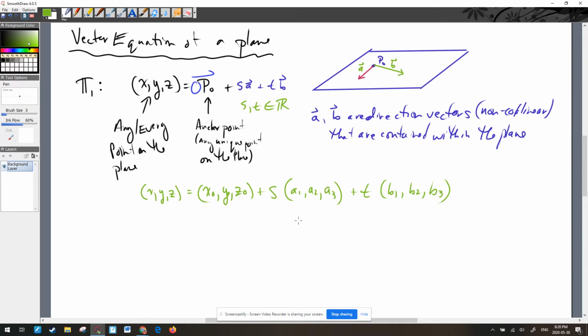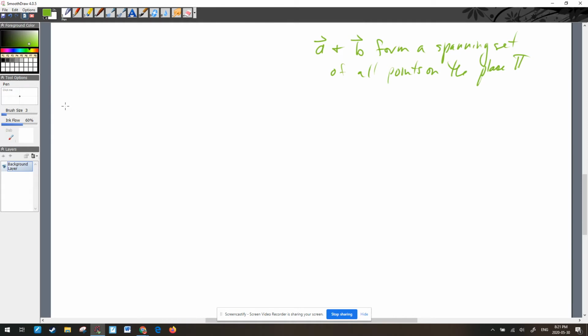So it's important to know that vectors A and B form a spanning set of all points on the plane pi. Okay, so there we go. So A and B form a spanning set of all of the points on the plane pi. So those are different representations of the same vector equation of a plane, just written a little bit differently. So that's a vector equation of a plane. Not the only type of equation for a plane.